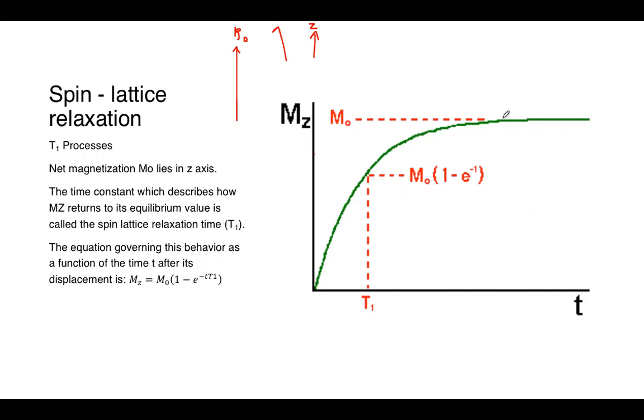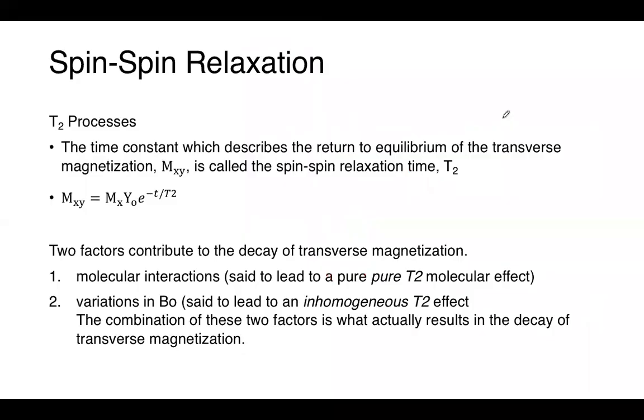So there are two processes. There's the spin-lattice relaxation process, which is called the T1 process, and then there's the T2 process, which is the spin-spin relaxation process. That's what you need to remember: a T1 process, which is spin-lattice, and a T2 process, which is spin-spin.